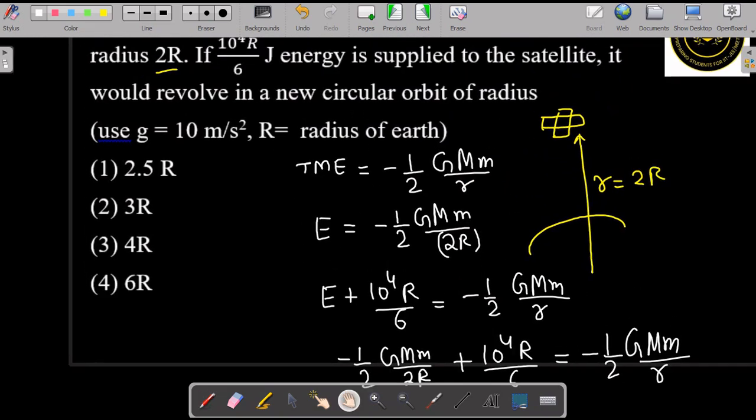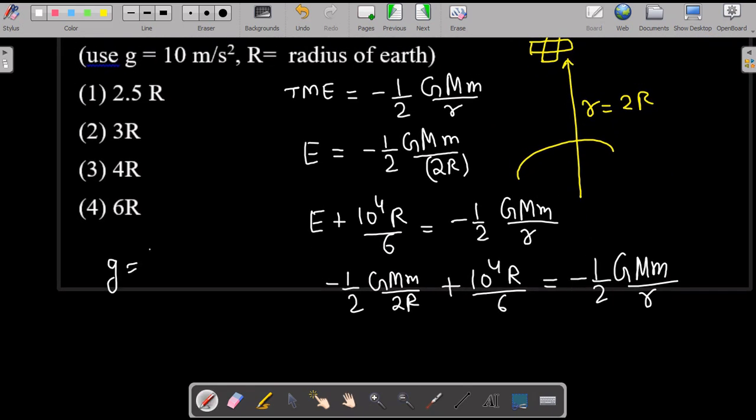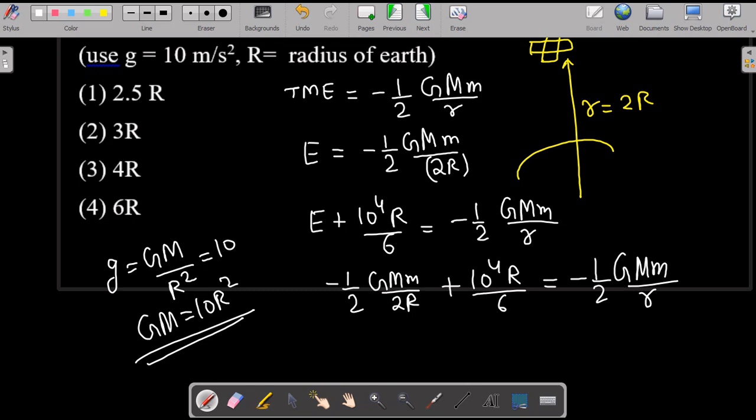And what they have given also is capital R. G they have given, so g is GM by capital R square. This factor they have given as 10, that g value. So GM we can use as 10 R square, g into R square. So if you substitute here, minus this becomes 4R. GM becomes 10 R square. Mass is 10 to the power 3, correct? 10 to the power 4 R by 6.